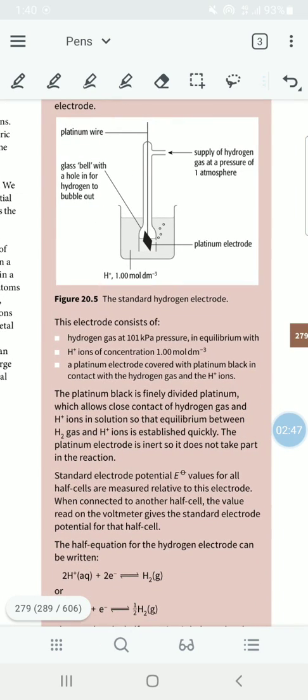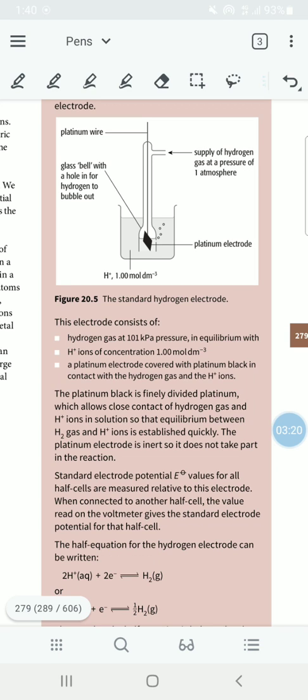Basic requirements are, it is made up of hydrogen gas at 1 atm or 101 kilopascal pressure in equilibrium with H plus ions of concentration 1 mole per cubic decimeter. So that is the main requirement. So the gas is supplied or pressured into the chamber from the top. Then it is in equilibrium with H plus ions in the solution, right?